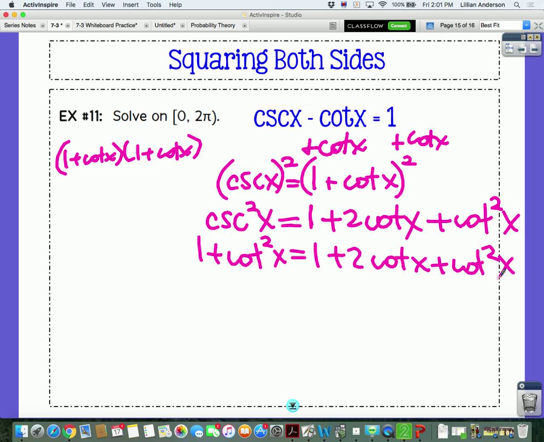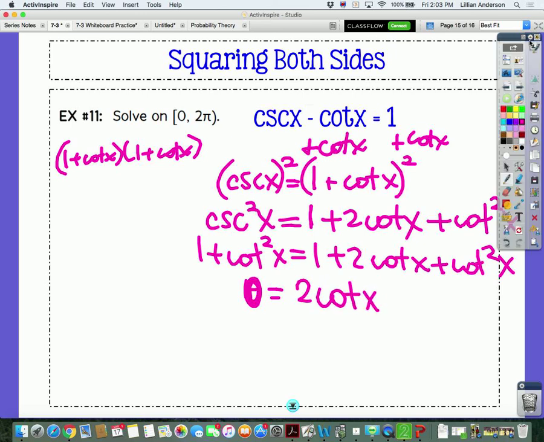It started out simple, got a little ugly, but it's about to get real simple. Okay? So, get everything on one side. You guys go ahead and do that. Get everything on one side. Oh, we didn't shift it. Okay?